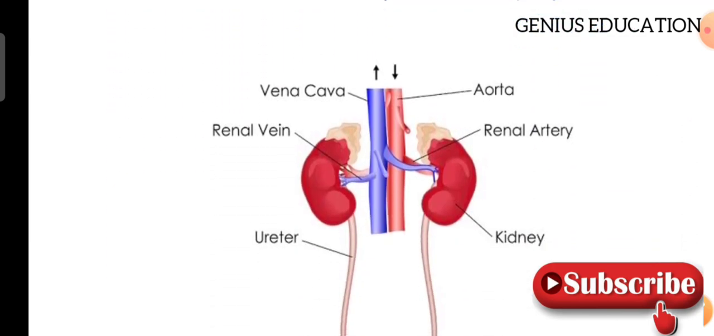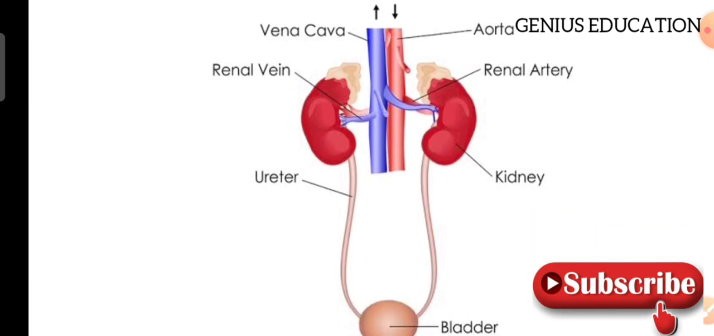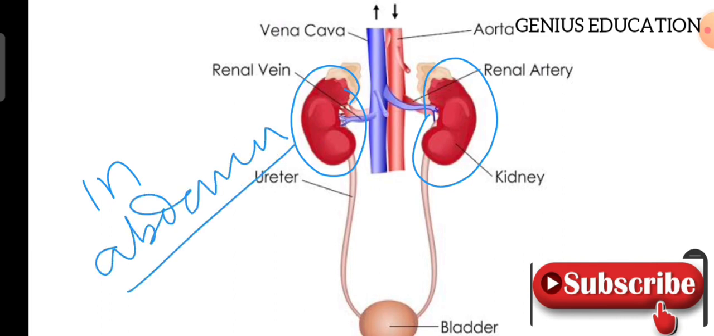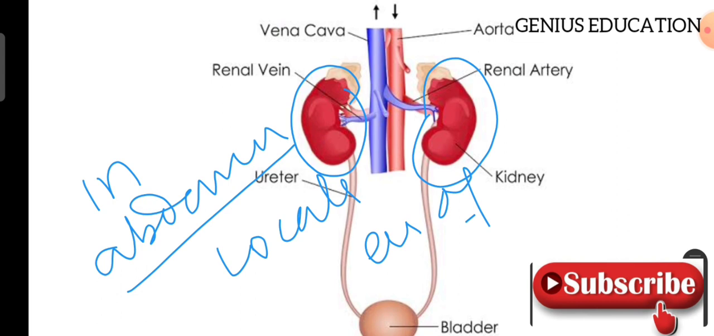and renal artery, renal vein, ureter, urinary bladder, urethra, and all these. Got my point? You can say these are the kidneys. They are 2 in number and present in the abdomen, located either side of the vertebral column.